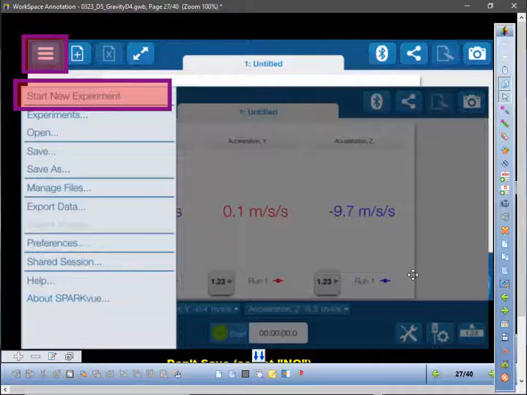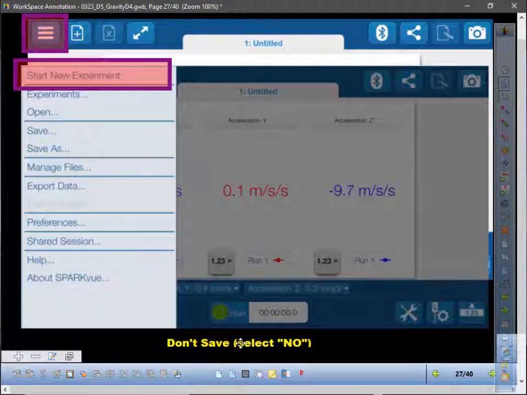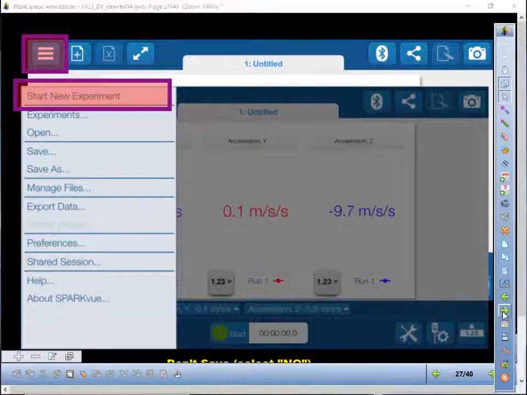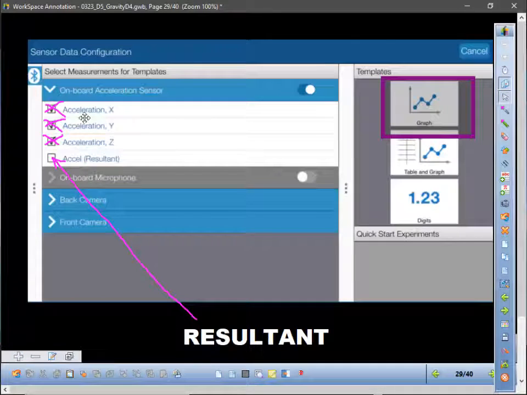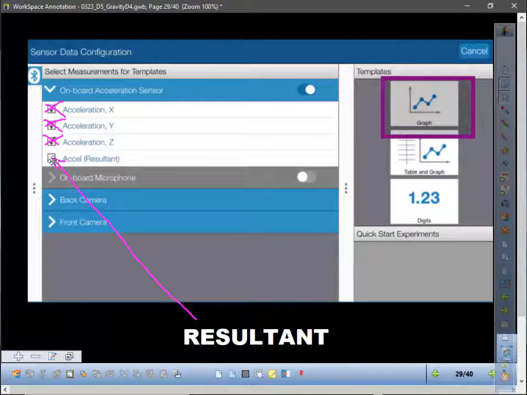What I want you to do is click on the three bars and choose Start New Experiment, okay? Again, you don't have to save the file, so hit No if it asks you to save. You're going to hit Sensor Data again, and this time you're not going to have these boxes on. You want Acceleration. This box should be clicked on. You want the result, and this will add all three accelerations together into a vector, so it'll give you the resultant. It's called the acceleration resultant, and then click on Graph.